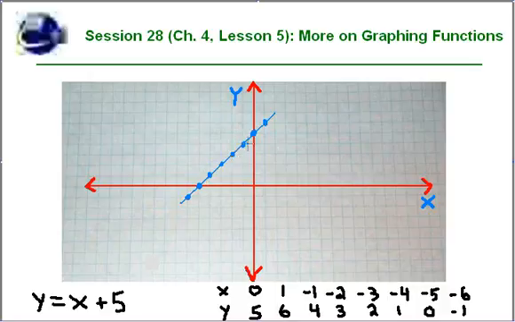Now, does the graph stop there? Well, no, it doesn't, because this graph only includes the points I chose. But technically, this line goes on forever. So whether or not we always write the arrows at the end here, it's understood that when you're graphing an equation of a line, that line does in fact go on forever in both directions. And that's what the arrow there indicates.